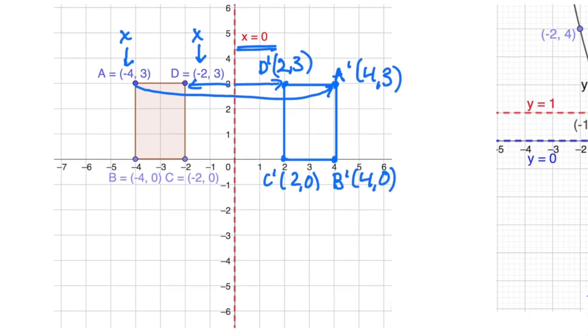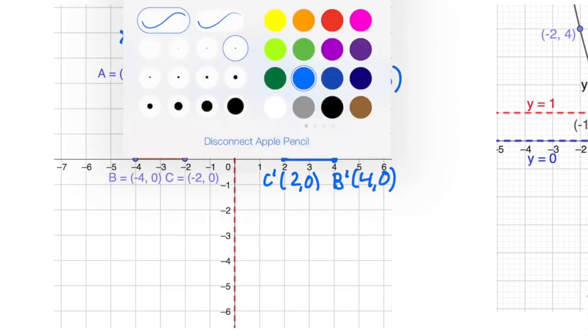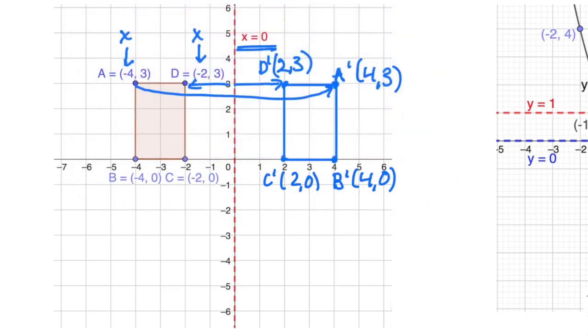Okay, so let's say instead of reflecting about the line x equals 0, what if I wanted to reflect about the line, I don't know, can we fit it? Let's say y equals -1. Okay, so what if I want to reflect about the line y equals -1? Well, I'm going to do the same thing. So I have to look at each of these values.